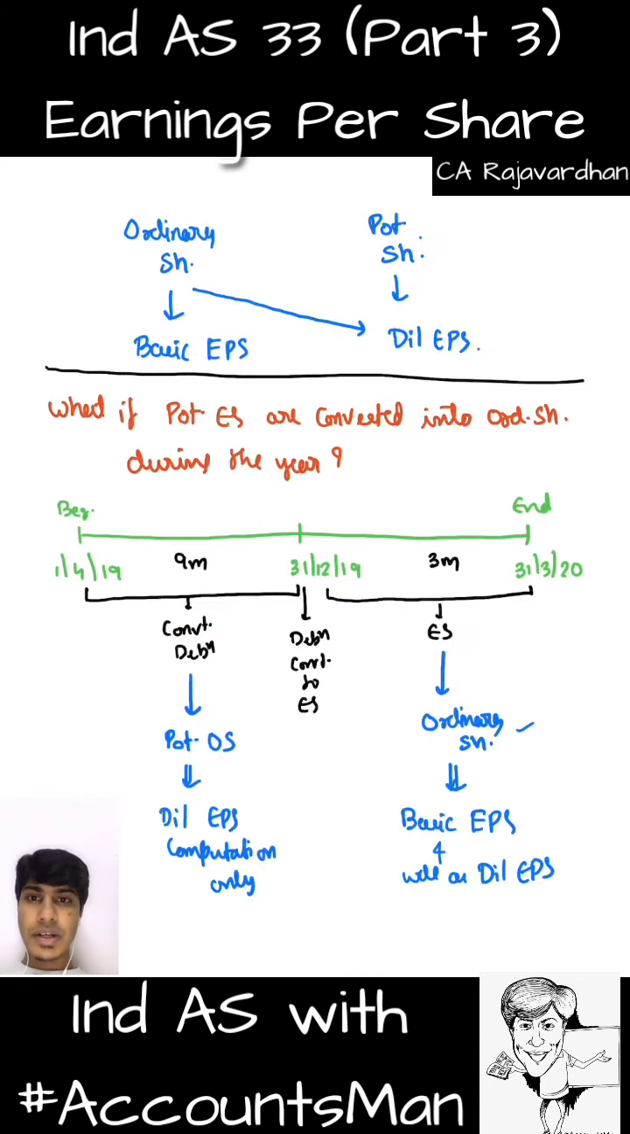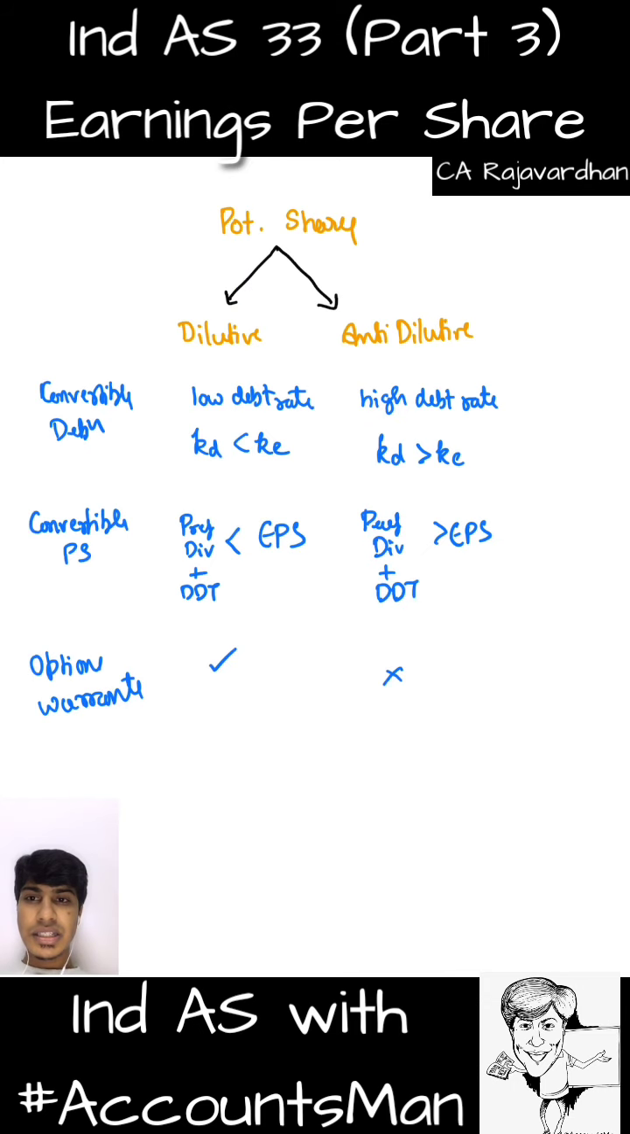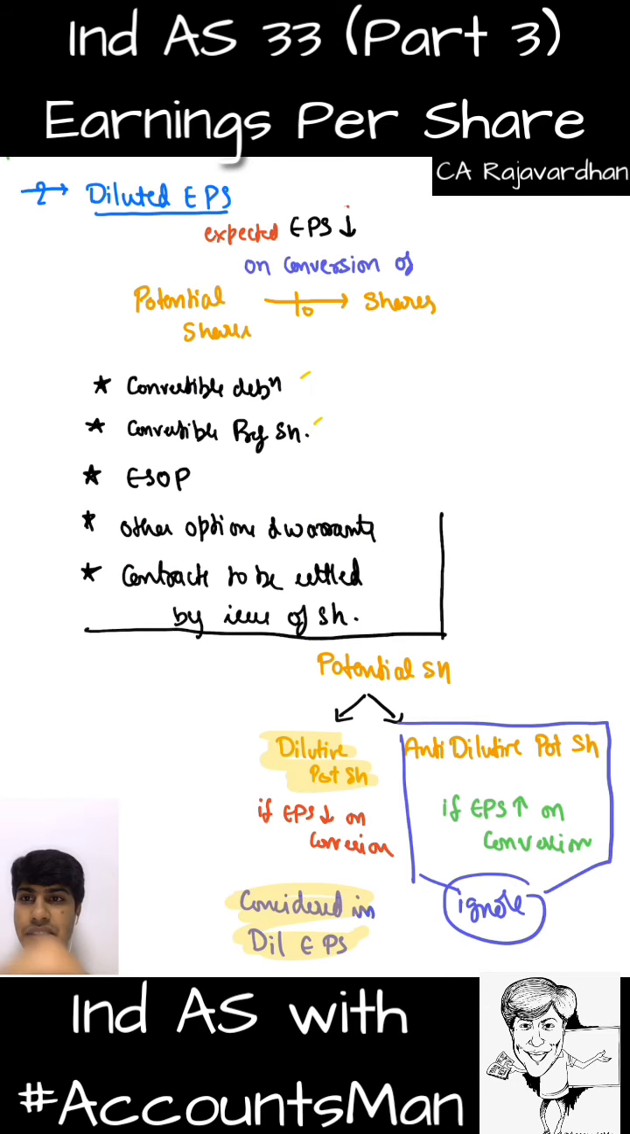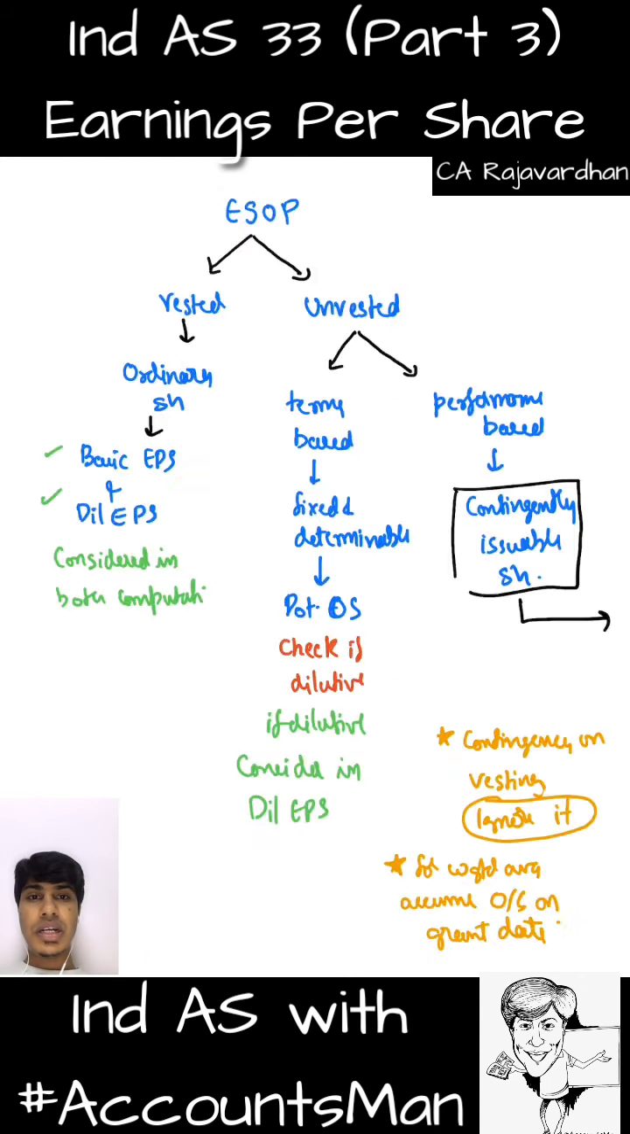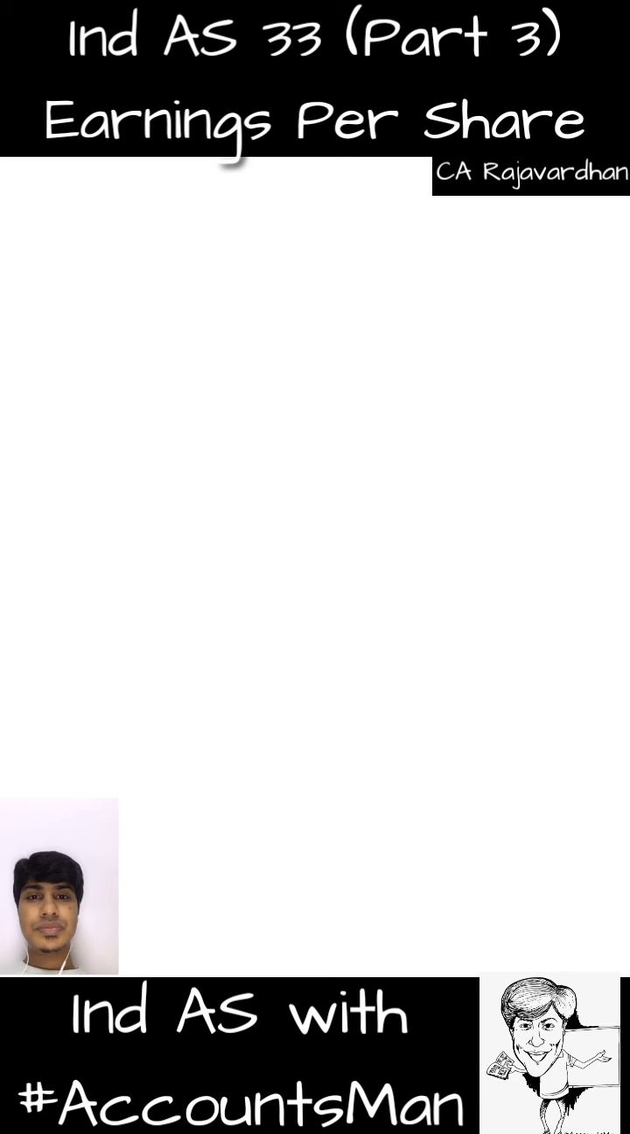So if I go back to potential shares, we're done with ESOP, we're done with options, warrants also. Now we have to discuss the last point, that is contracts to be settled by issue of shares. So if there are any contracts with shares as consideration.